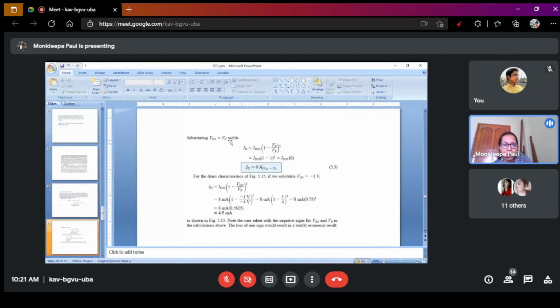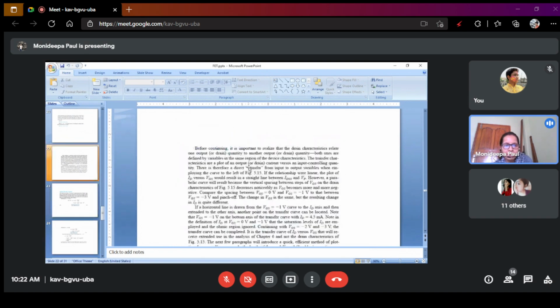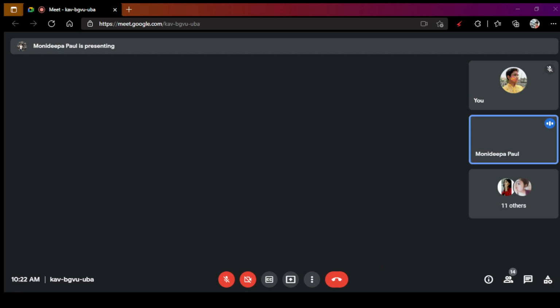And when VGS is equal to VP, just put VGS equal to VP. That means VP by VP, that is equal to 1, and 1 minus 1 is 0. So ID is equal to 0. So when VGS is equal to VP, ID is equal to 0.